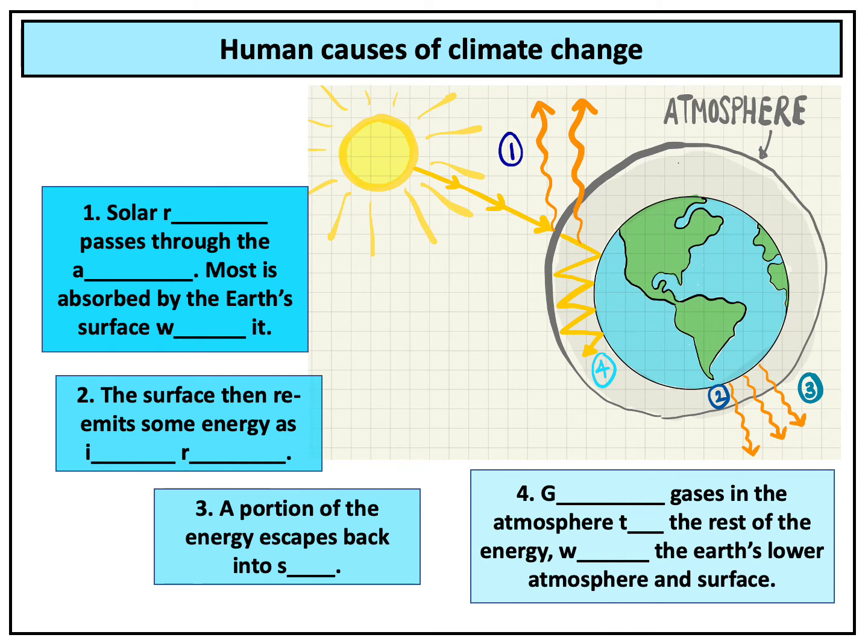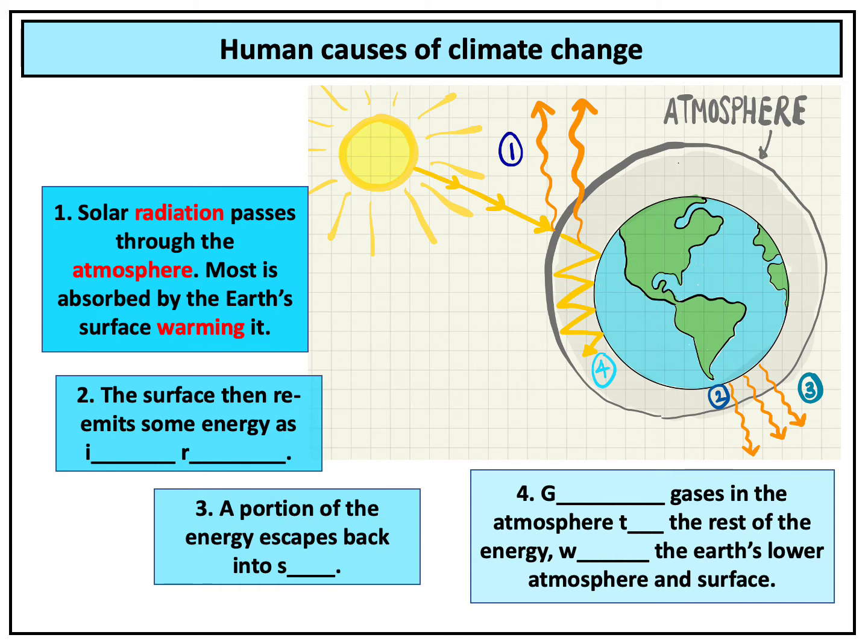So let's start going through these. Number 1 is solar radiation passes through the atmosphere. So it passes through the atmosphere. Most is absorbed by the Earth's surface, warming it. The surface then re-emits some energy as infrared radiation. So it emits energy like so. And a portion of that escapes back into space. So a small portion of that escapes back into space.